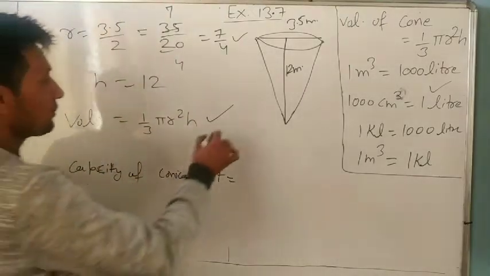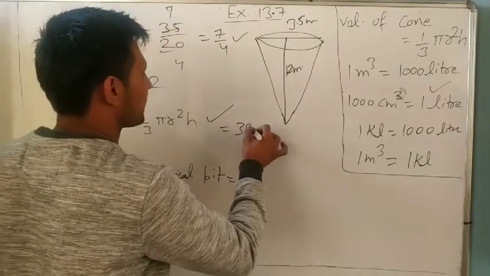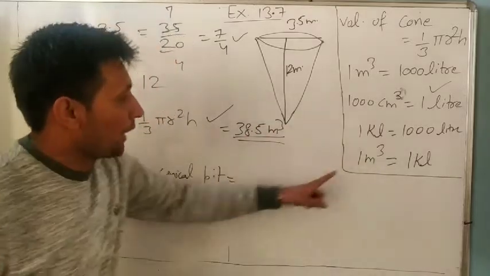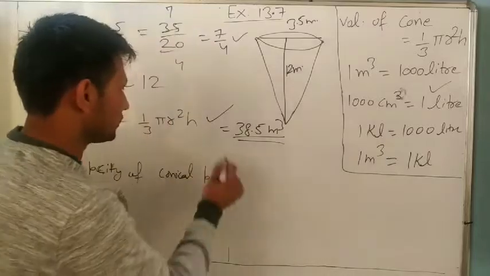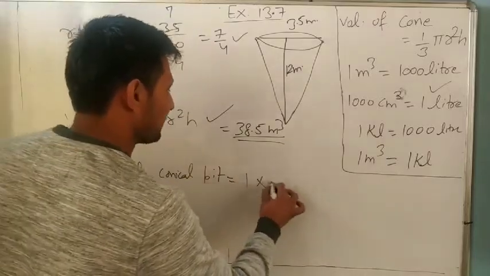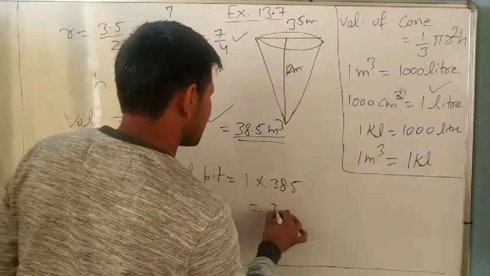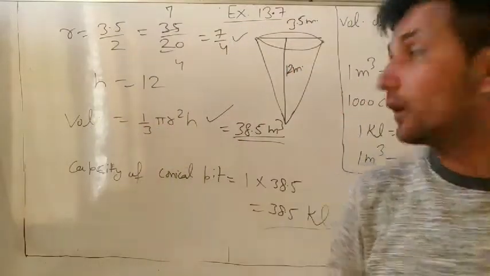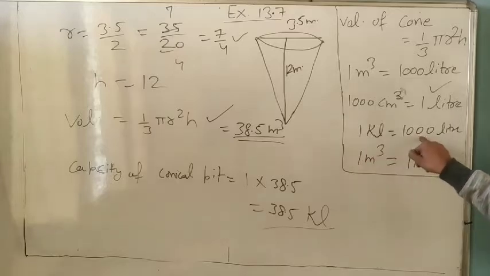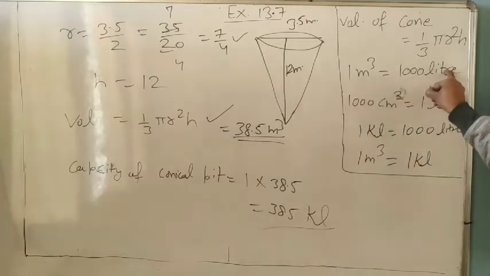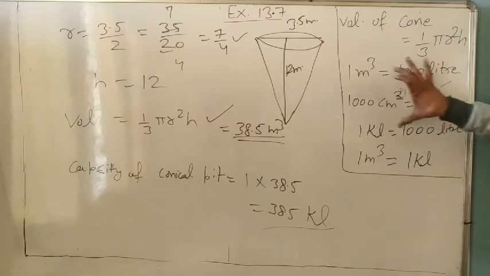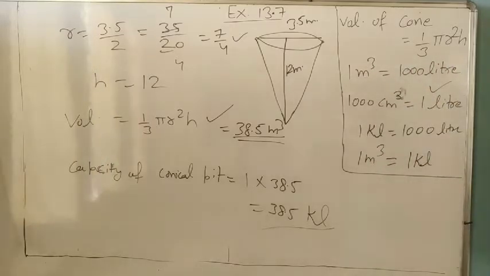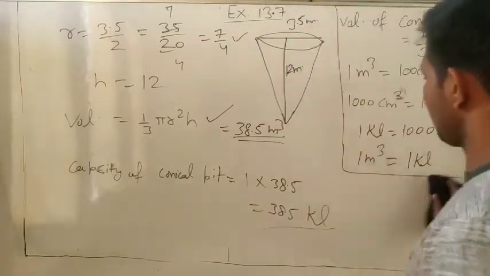So first we will find the volume. Suppose the volume comes to 38.5 meter cube. In 1 meter cube there is 1 kiloliter. So what is the total capacity in kiloliter? 1 multiplied by 38.5, so it is 38.5 kiloliter. Not liter, it is kiloliter. 1 kiloliter equals 1000 liter, and 1 meter cube equals 1000 liter, so 1 meter cube equals 1 kiloliter. Okay, so it is very simple. You can do it. Next.